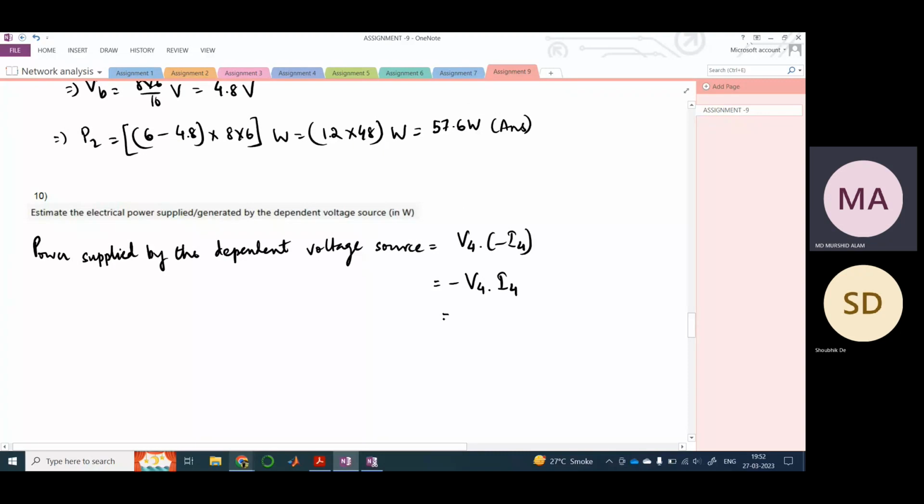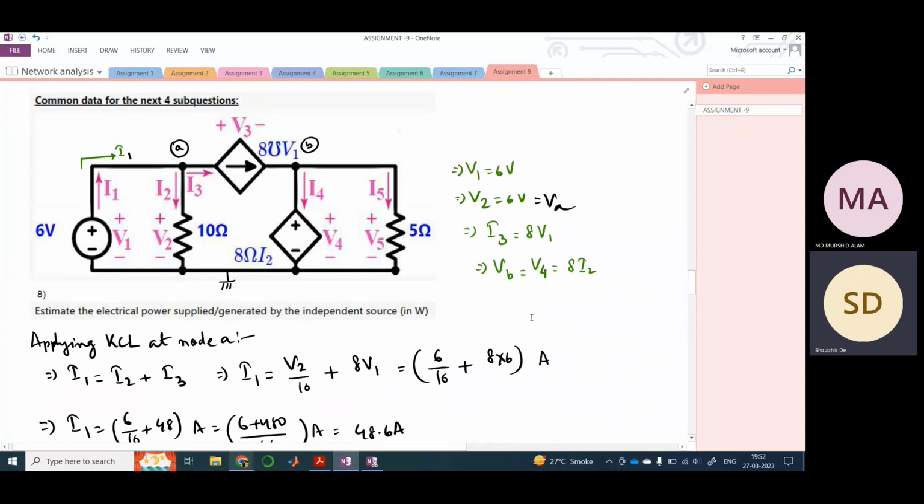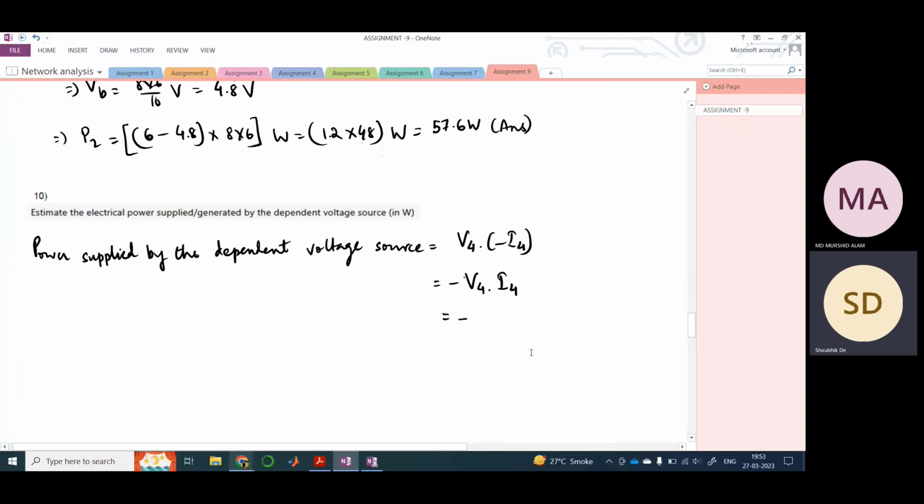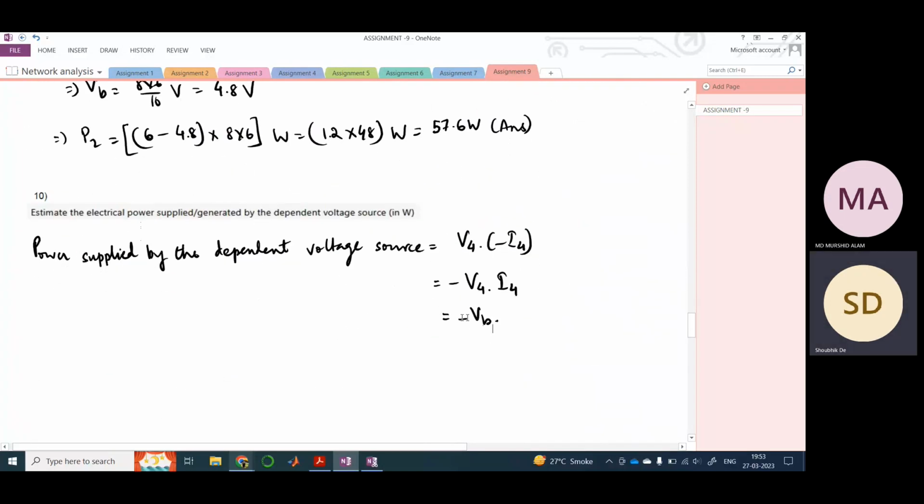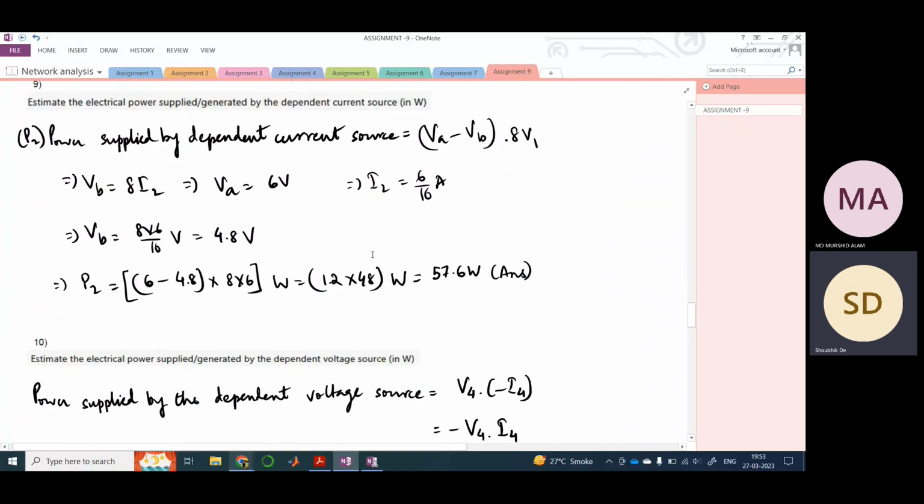Yes, sir. Okay. So V4 is VB only, right? V4 is VB, and I4 is what? Okay, so here we need to solve this node basically, right? So let us do that. I'll just remove this. Here you see I3 is getting divided into two parts. So I3 is equal to I4 plus I5, right?